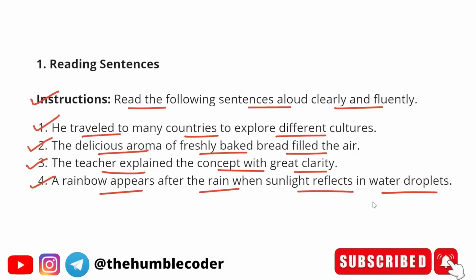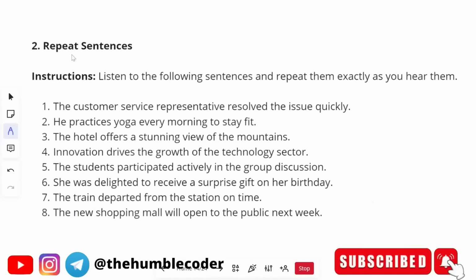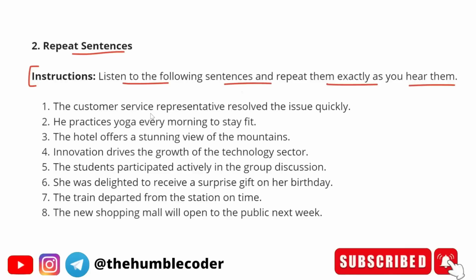Let's now move on to the next set of questions that we have. The next set of questions are, repeat the sentences. Basically, let's read the instructions first, what we need to do in these types of sentences. Listen to the following sentences and repeat them exactly as you hear them. So basically, in these types of questions, there will be nothing that will be written on your screen. Basically, there will be an audio that will be played, okay, and that audio will speak one sentence. You have to listen to that carefully and you have to repeat the same sentence by yourself.